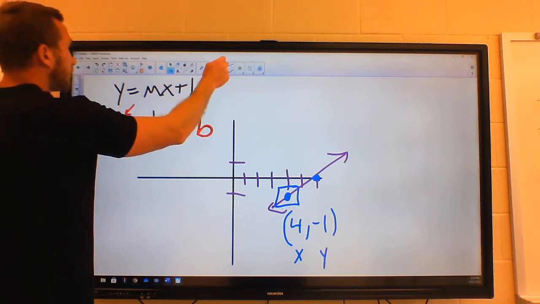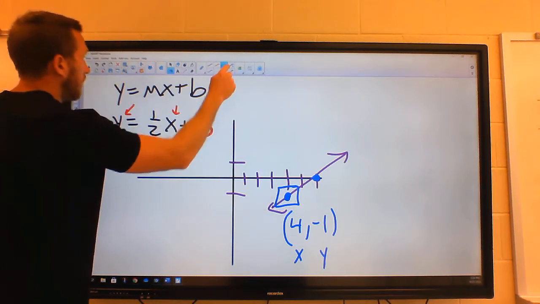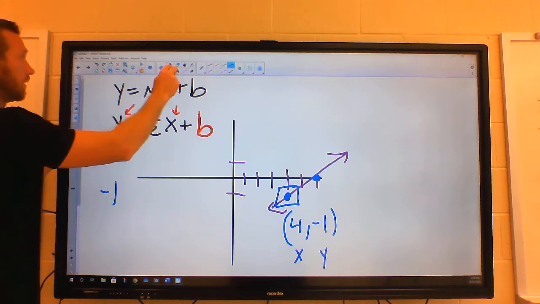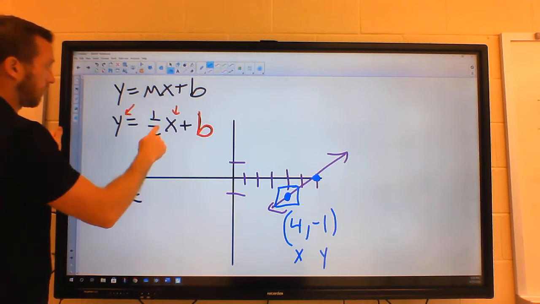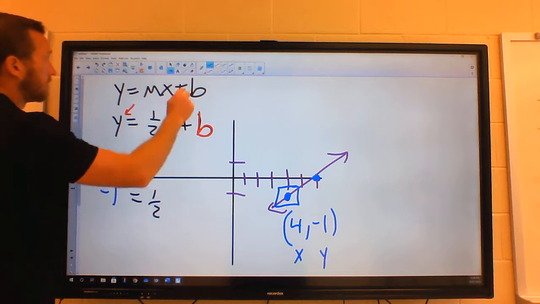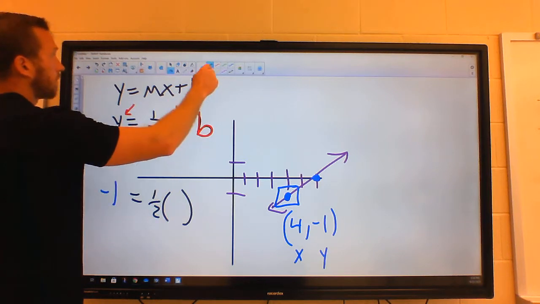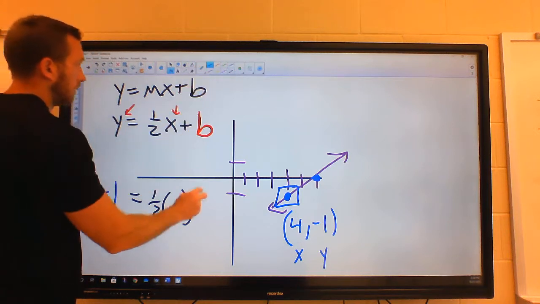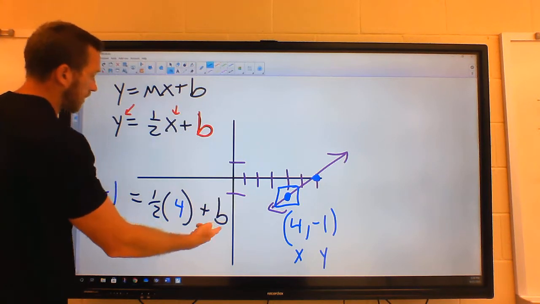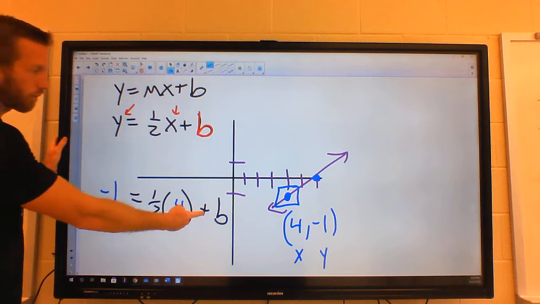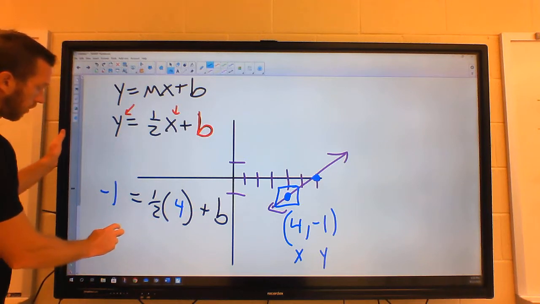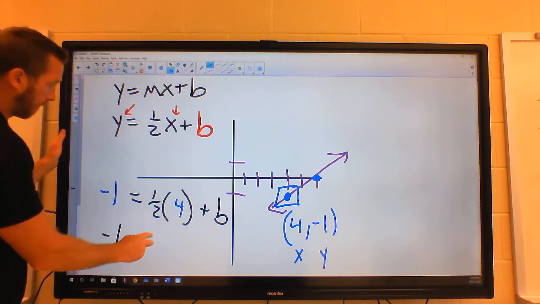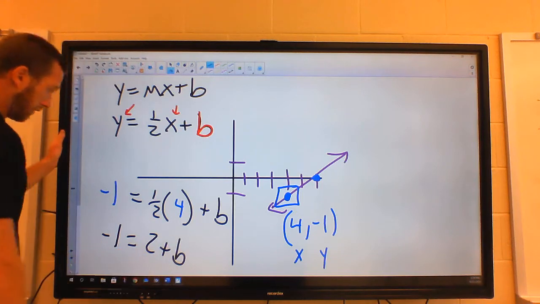Okay, let's plug in -1 for y. We still have the 1/2. Now for x, let's plug in 4, because that's the x value. And we're looking for b. Now we just have one variable that's unknown. Solving this out, -1 equals 1/2 of 4 is 2, 2 plus b.